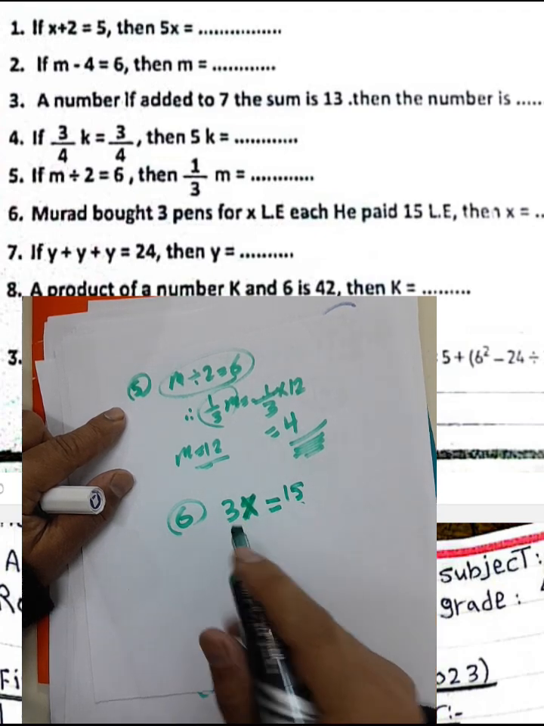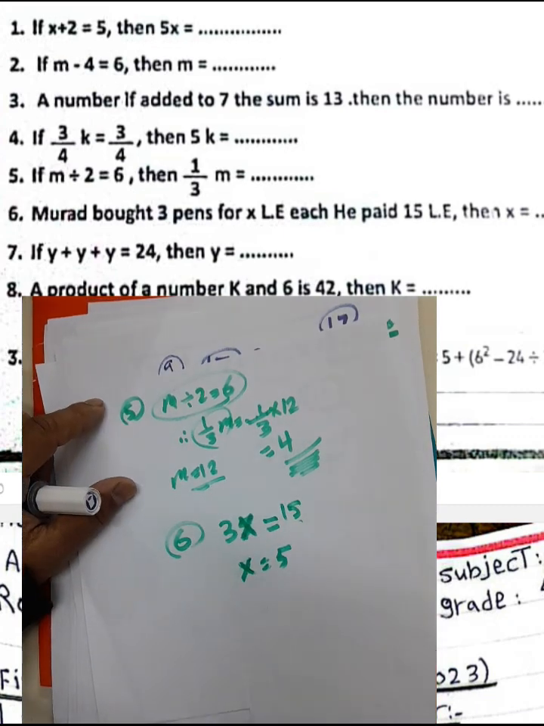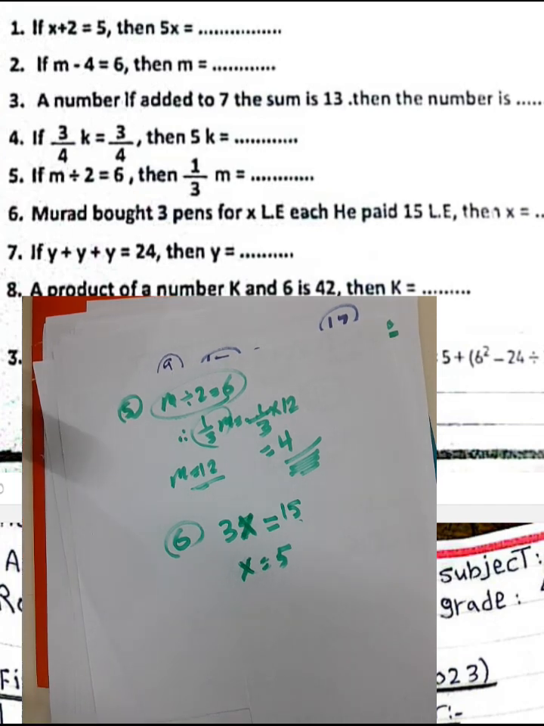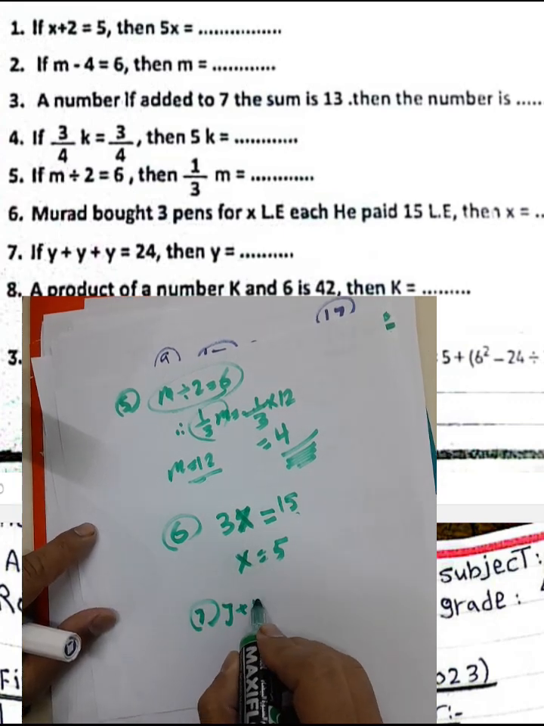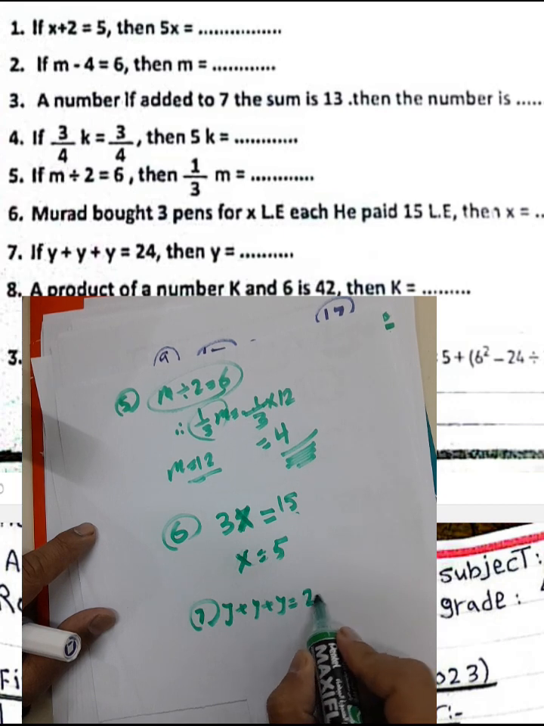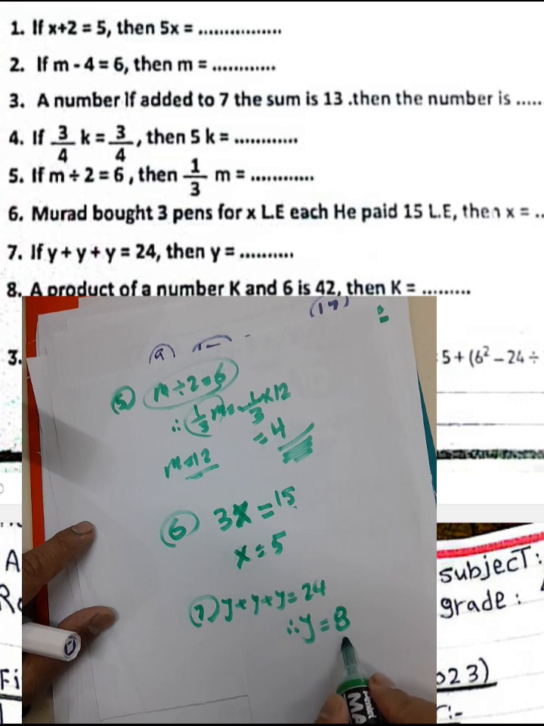15 divided by 3 equals 5. Then x here will be equal to 5. Okay, x here will be 5, because the total cost will be 15. He bought 3 pens, and the price of each pen equals x Egyptian pounds. Then the price of 1 pen will be 15 divided by 3 equals 5. Question 7. If y plus y plus y plus y equals 24, then y equals 24 divided by 3, it will be 8. Then y will be equal to 8.